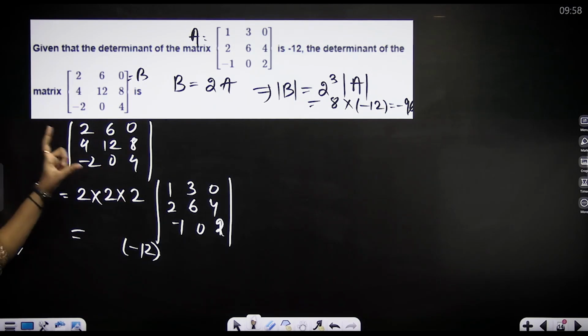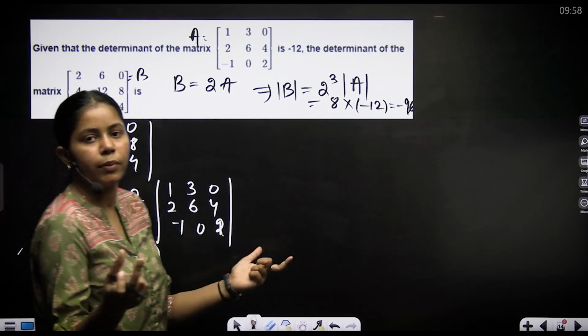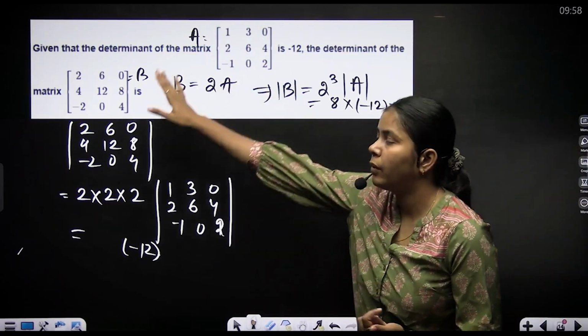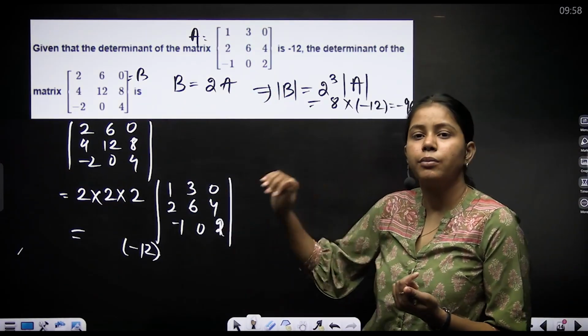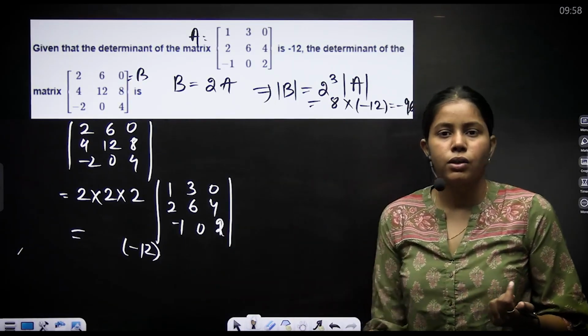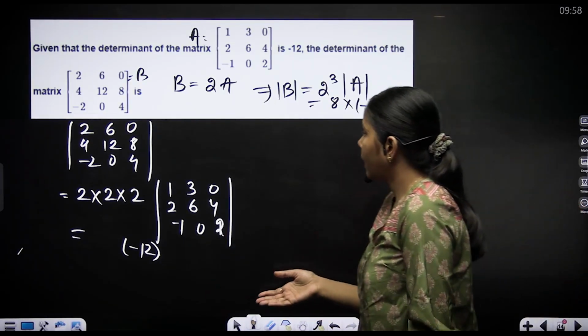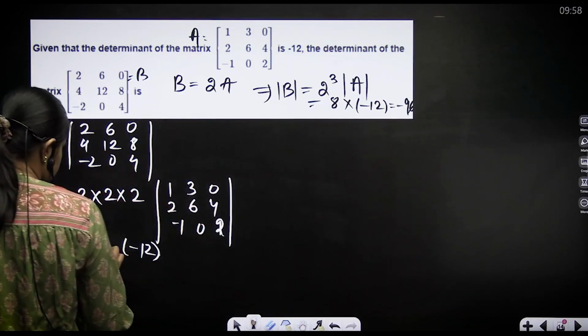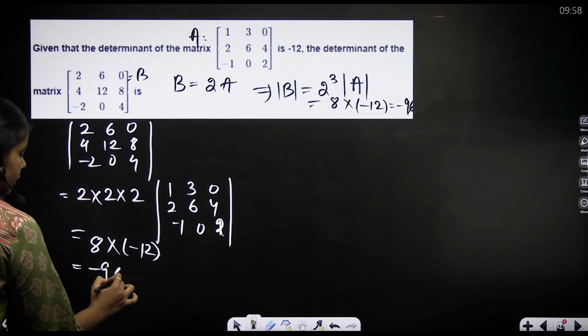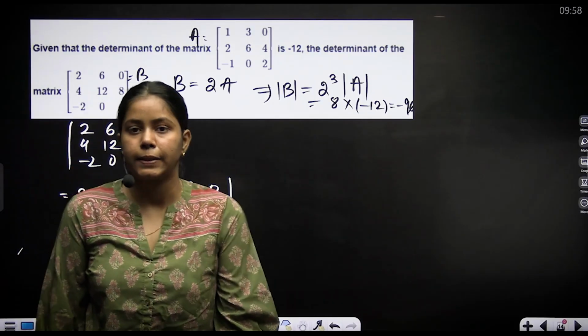Now what is this property? If a scalar gets multiplied in only one row or one column, it is also helpful. Here it is getting multiplied in the whole matrix, but sometimes in one row or one column a scalar gets multiplied, so it would be helpful there. Okay, so minus 12 into 8, that means minus 96. So the determinant would be negative 96.